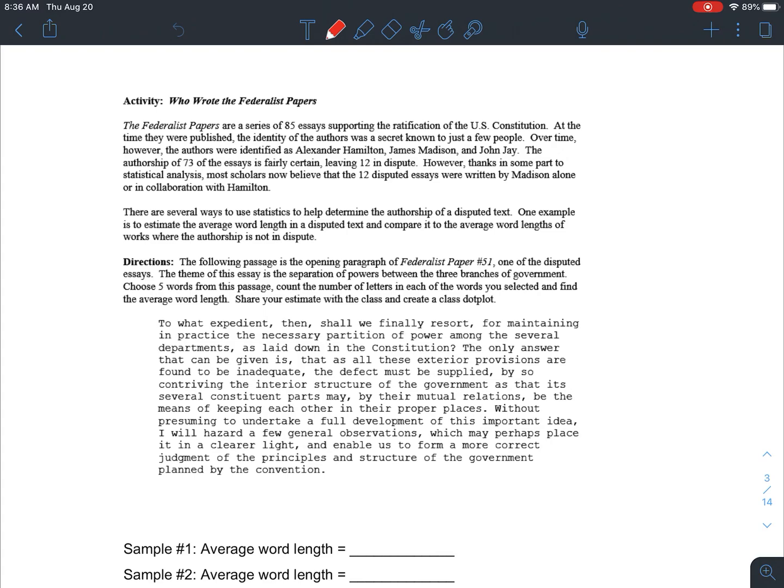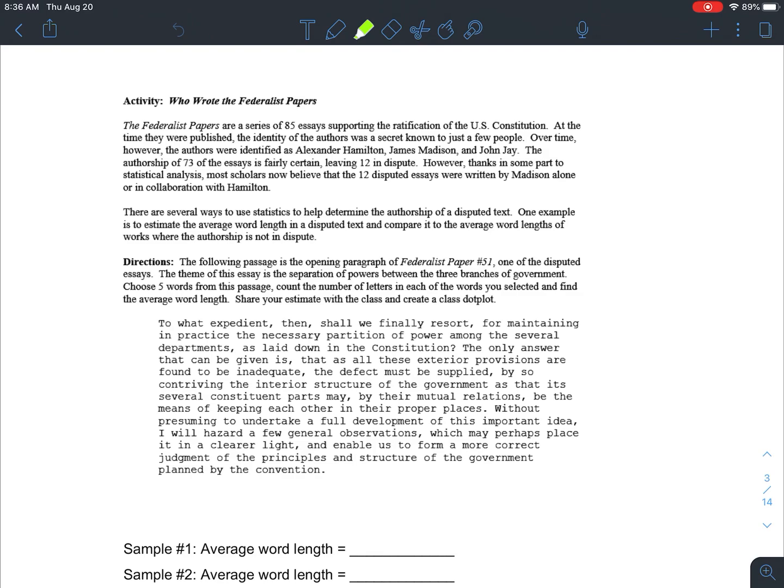The idea behind this activity, and I'm not going to walk through the entire activity with you. We would have done this in class, but it explains up here what the Federalist Papers are. And then this is a little excerpt from the Federalist Papers.